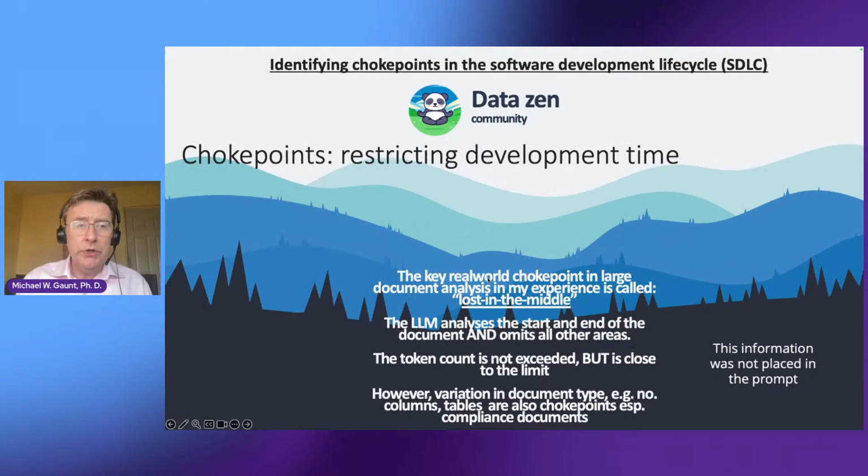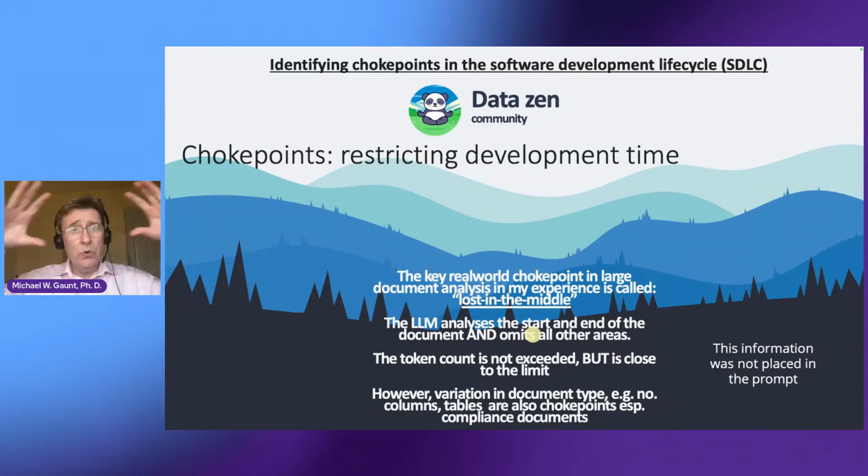The real world choke point in large document analysis, in my experience, is a phenomenon called lost in the middle. And this is a really tough cookie to crack. What happens in lost in the middle is the large language model analyzes the start and the end of the document, and it omits all areas in between. So in this particular example, what we're calling legal redlining, this is catastrophic, because what will happen is, we'll come on to why in the next slide.